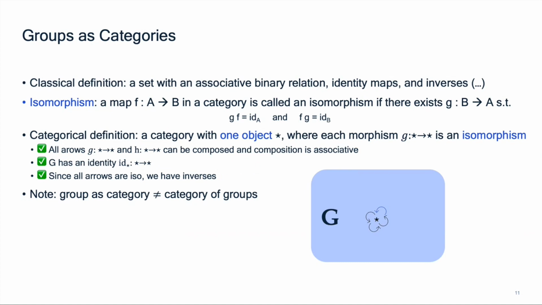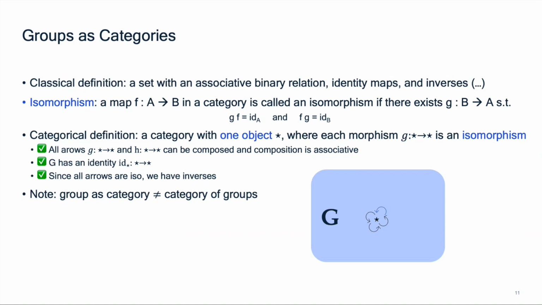We can also think of a group as a category. So not a category of groups, but one group as a category. A classical definition of a group, you've seen that now, is a set with an associative binary operation with identities and inverses. Now, within a category, an isomorphism is any map f from A to B, such that there exists another map from B to A, such that if we compose them in both directions, we get an identity map.